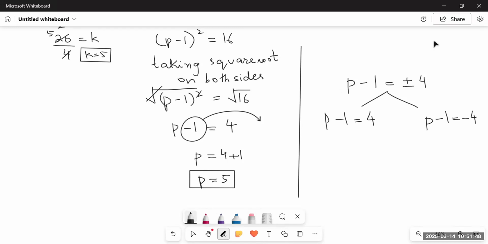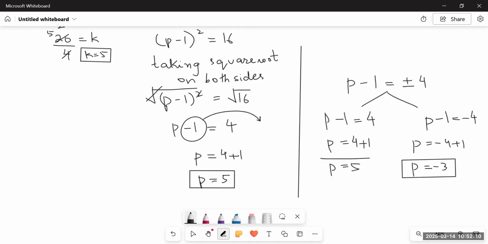Okay? So in this case, when we solve both the equations, we'll get two different answers. That is p is equal to 4 plus 1, which is 5, that we have already got. And in this case, it would be p is equal to minus 4 plus 1, which is p is equal to minus 3. This is another value that we are going to get in this situation. Why? Because the variable was in a square. So this is what we have to account for when we are dealing with the square of something.